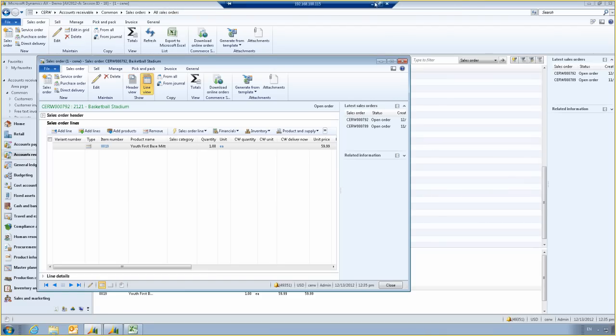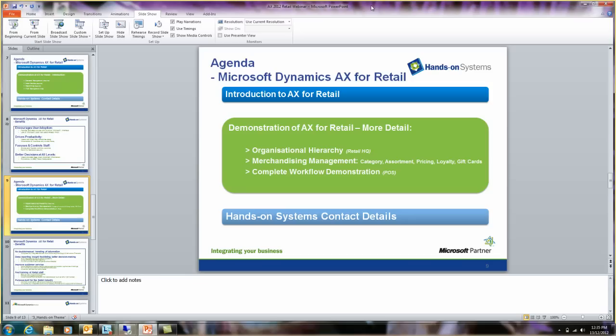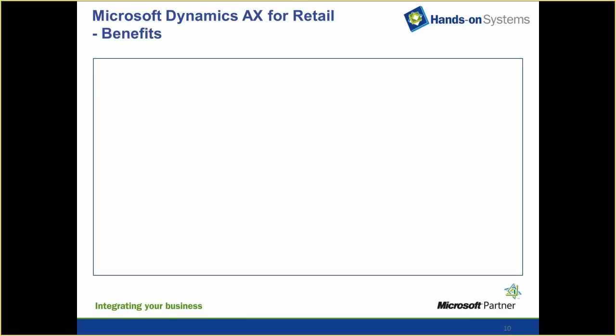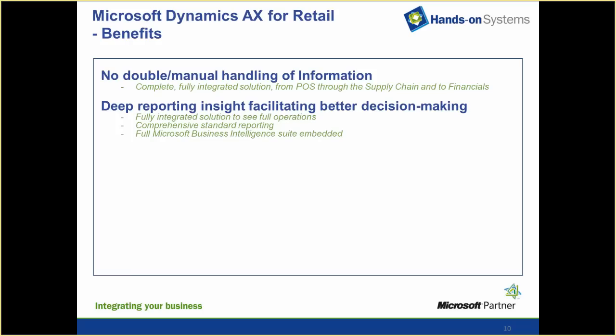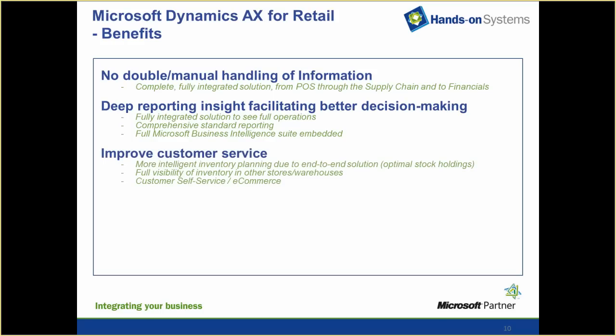So going back to our PowerPoint, just to highlight some of those benefits that we've just seen. There's no double or manual handling of information. It's a complete, fully integrated solution from point of sale through supply chain and financials, as you've just seen. You've got deep reporting insight, facilitating better decision making. So you've got a fully integrated solution allowing you to see full operations. There's comprehensive standard reports as well as your analysis type reports that you can build in Excel, and with that you've got the full BI suite embedded.